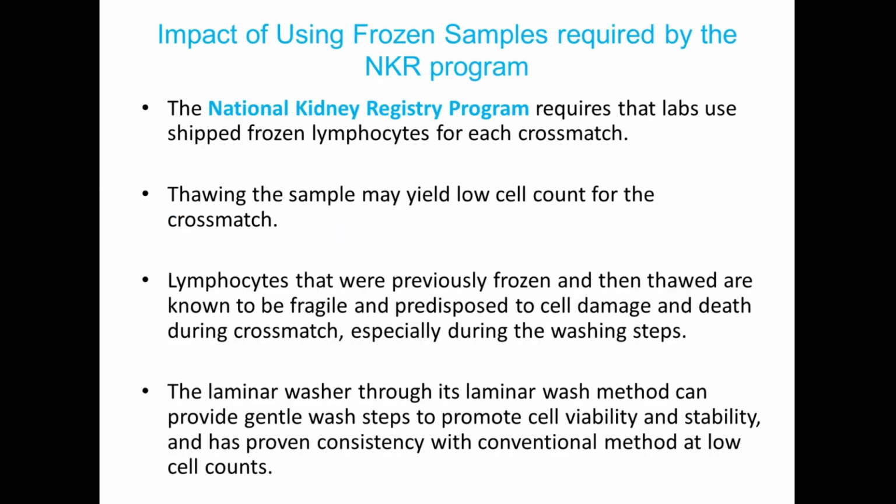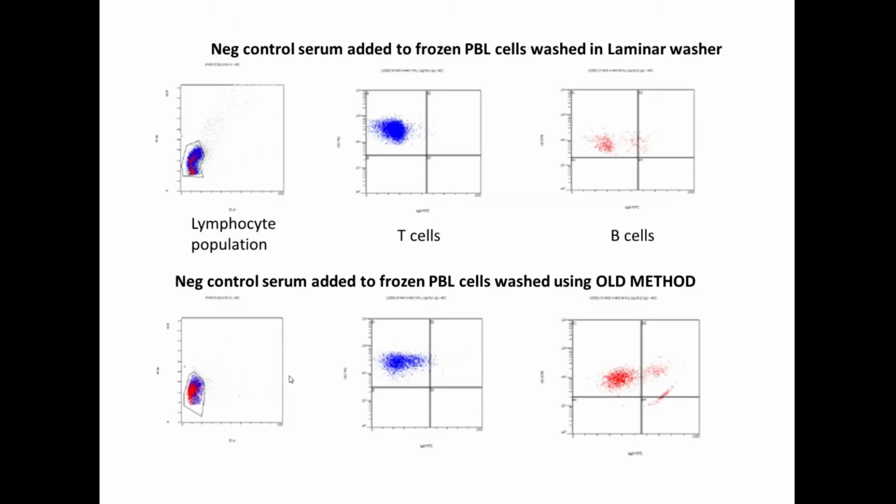So after being able to generate the same cross-match results using both the current method and the new method using lymphocytes isolated from fresh blood, we were ready to try out frozen cells. We froze cells overnight from a previous donor's blood and thawed the next day to start another experiment. The top row in this slide shows the thawed B and T lymphocyte populations after being washed in the Laminar Wash system. The cells are intact and stable. Notice they look comparable to the cell populations of the cells that were isolated from fresh blood in the first slide of my webinar.